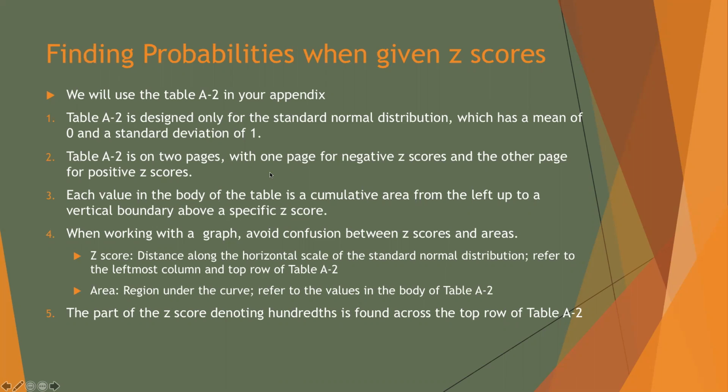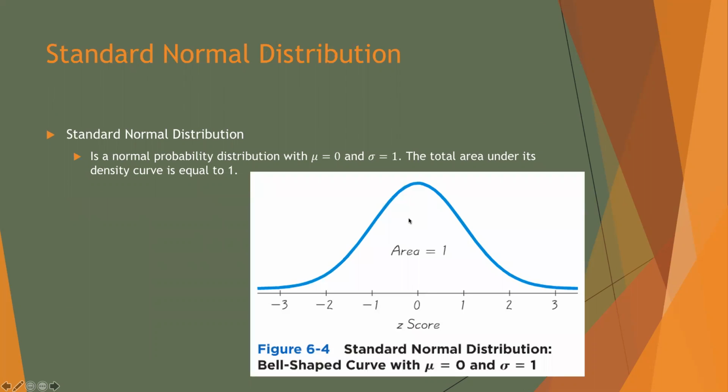It's on 2 pages. One is the negative z-scores, and the other is the positive z-scores. So if we go back, everything to the left of 0 is negative z-scores, and everything to the right is positive. By the way, the table, if you have it up in front of you right now, table A-2, you'll read at the very top, it says cumulative area from the left.